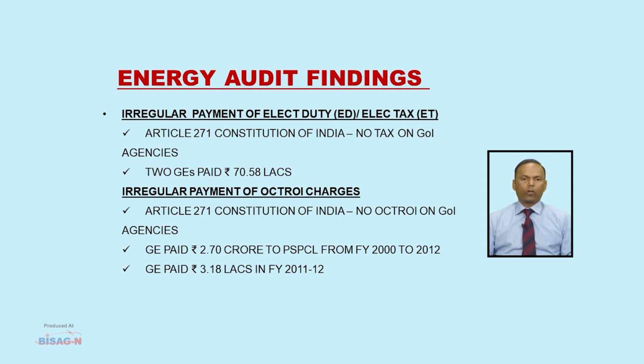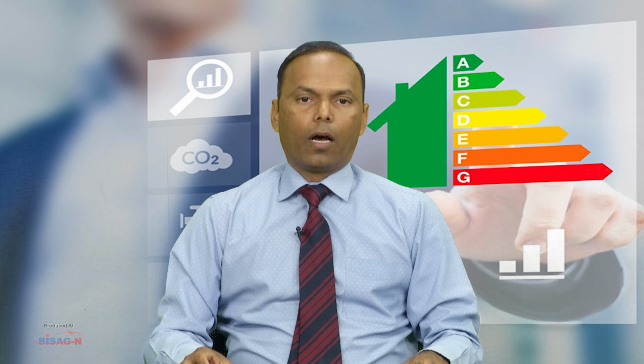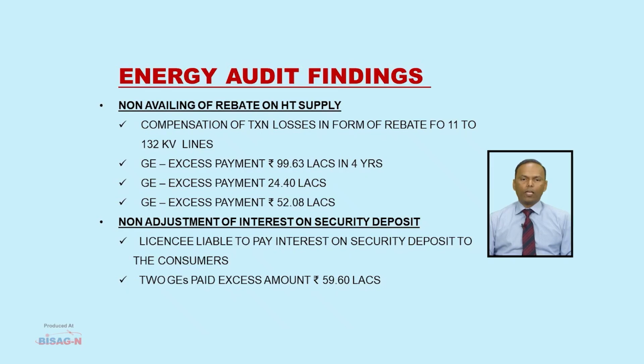Another issue is irregular payment of octroi charges. Article 271 clearly states that no octroi on government agencies. However, two of the Gs have paid, one to the tune of 2.7 crore and one has paid almost around 3.18 lakhs. Another important aspect a G must keep in mind is non-availing of rebate on HT supply.